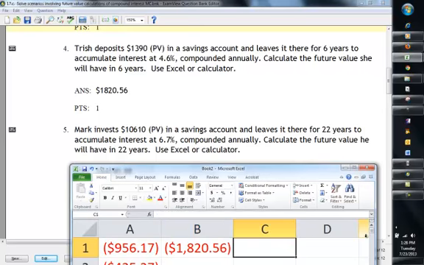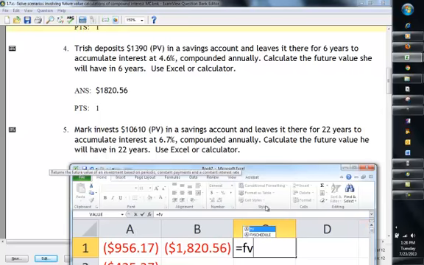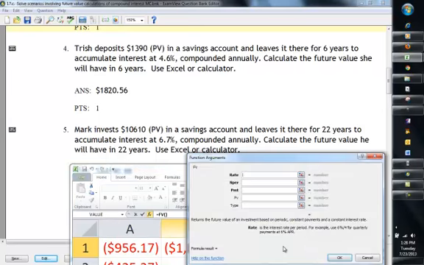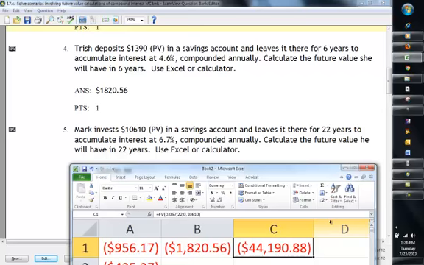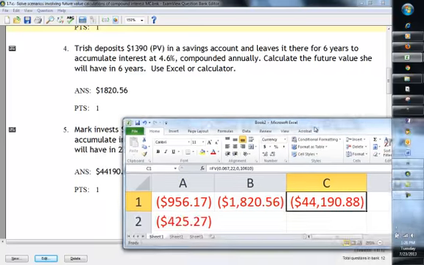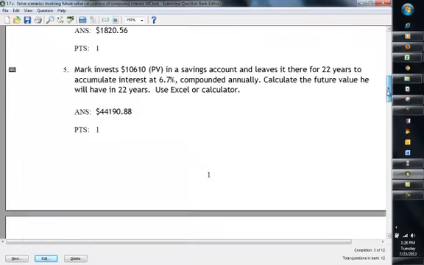Mark invests. Calculate the future value, so future value. The rate is 0.067 compounded annually. 22 years, no payment, but he starts out with 10,610, and he gets $44,190.88 by the end of the time.